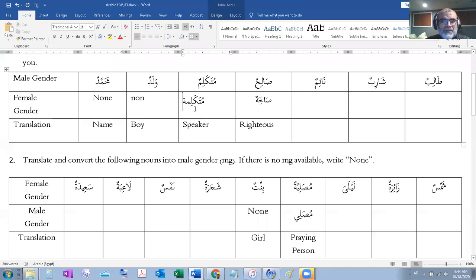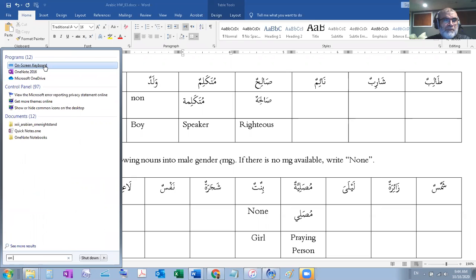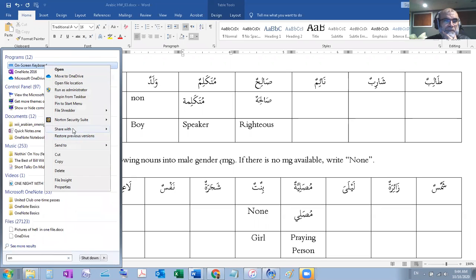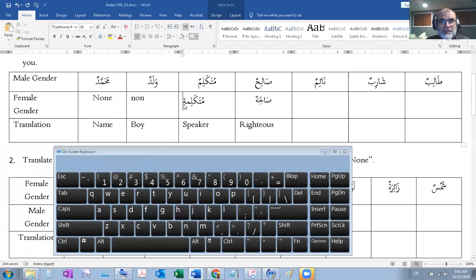متكلمة. So where is the keyboard? I had it here. Okay. Not a problem. On screen, keyboard. Okay. I'm going to take it on the other screen, or actually I can use it here. So I said متكلمة. I switch to Arabic.